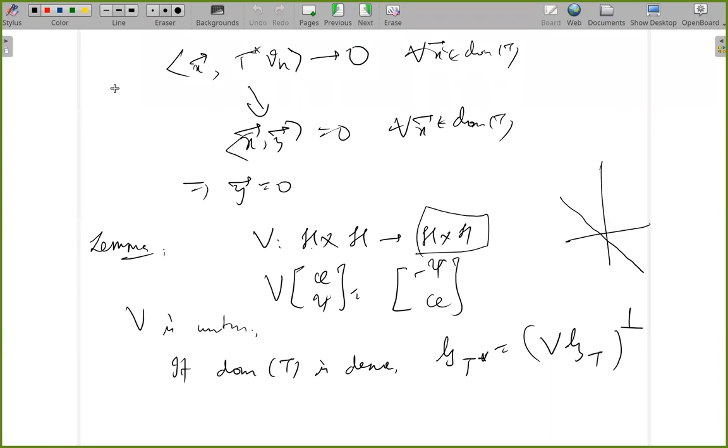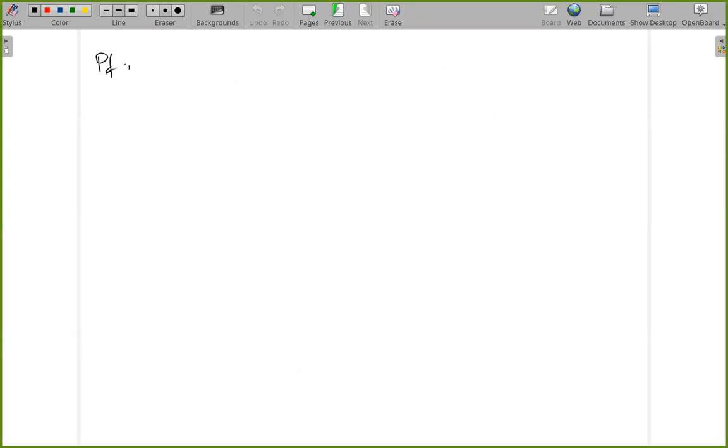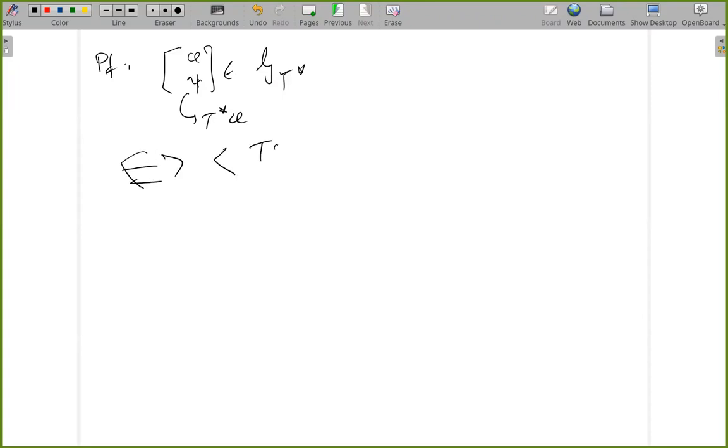So let's go from one direction to the other. If phi, psi belongs to the graph of T star, what does that mean? This means psi must be T star phi. By definition, anything that belongs to the graph is of the form x comma the operator applied to x. Here you're in the graph of T star, so psi is T star phi. This is true if and only if T eta dot phi is equal to eta dot psi for all eta belonging to the domain of T.